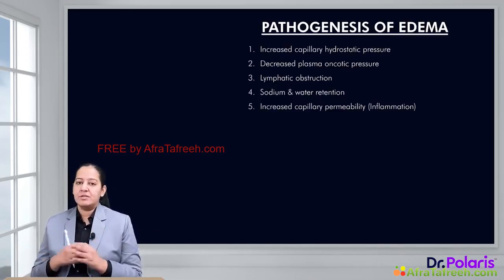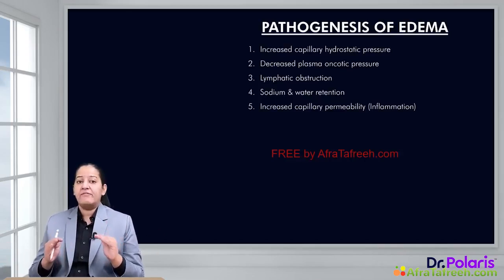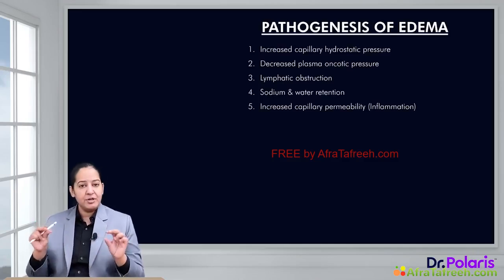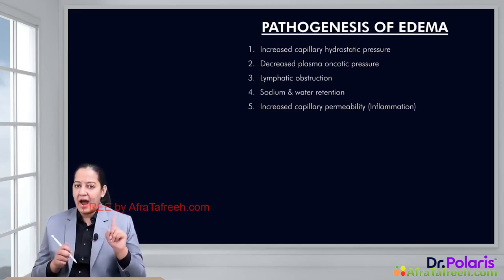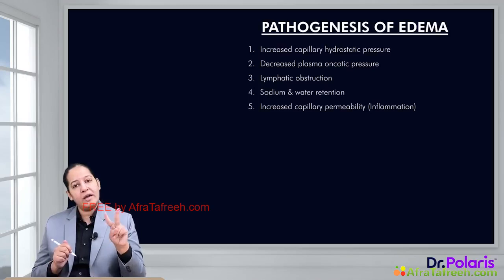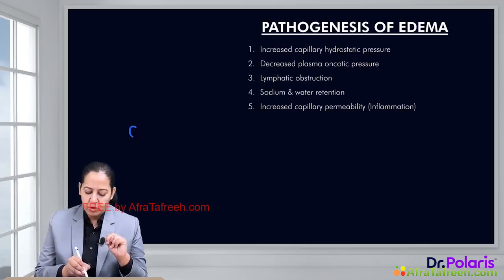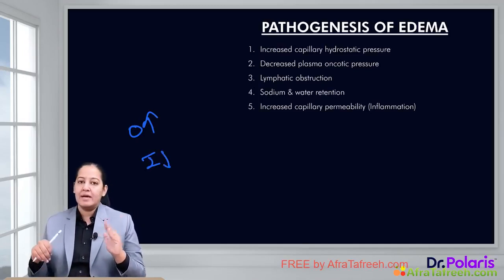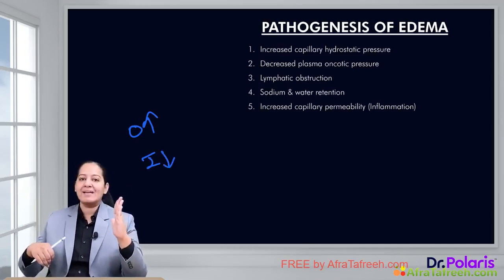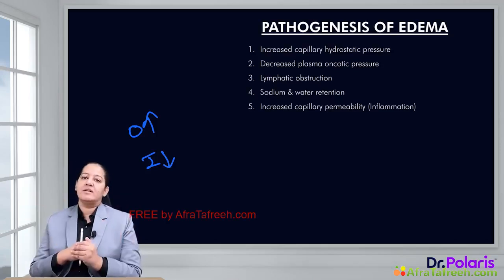Now coming to the pathogenesis of edema, if fluids want to accumulate in the interstitial space. What is edema? Accumulation of fluid in the interstitial space. For this, one of two things is required: either outward pressure is more or inward pressure is less. If outward pressure is more, more fluid will come out. And if inward is less, less will go back. So coming out is more, but going back is less.